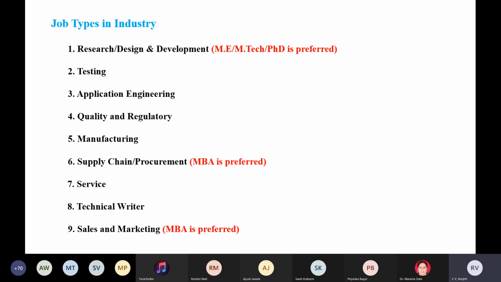Then you have a regulatory engineer. These roles are also there in IT companies. There are two roles here: one is regulatory engineer and the other is test engineer. The job of a test engineer is to do the EMI/EMC and safety testing, and the job of a regulatory engineer is to ensure that the product meets the regulatory requirements.